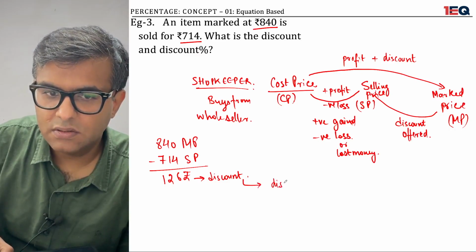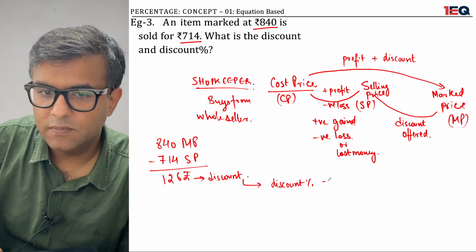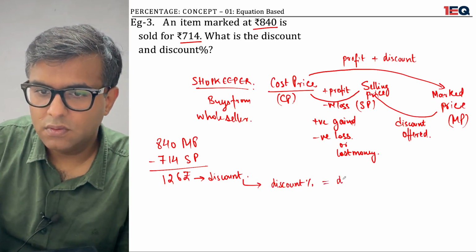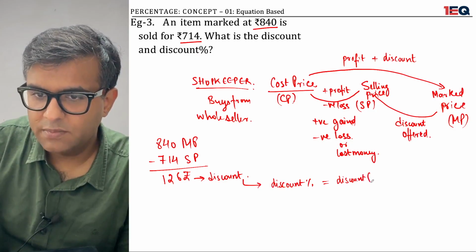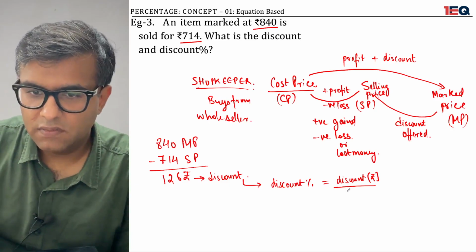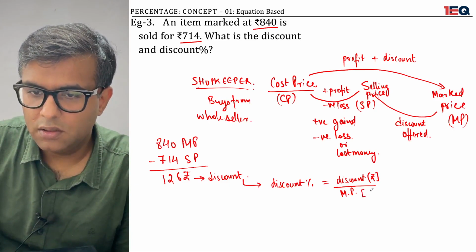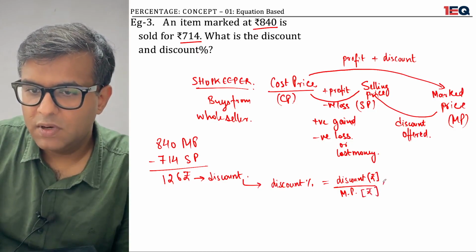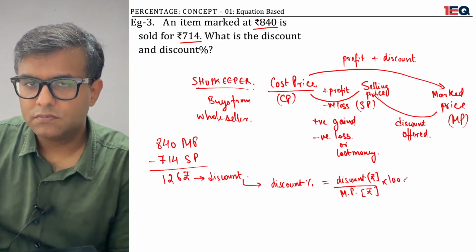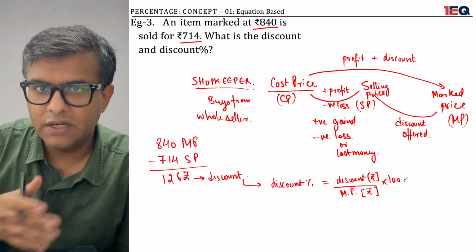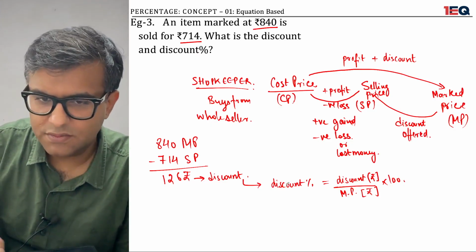I would just write the entire formula here. Discount percentage is equal to discount in rupees, I'm just putting the R symbol here so that you know what I'm talking about, discount in rupees divided by the mark price, again in rupees, multiplied by 100. So this is a formula. If you really want to keep it with you, please go ahead.